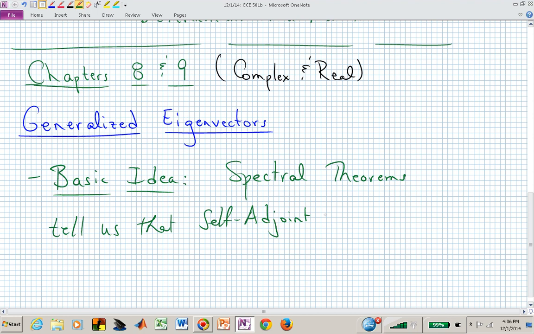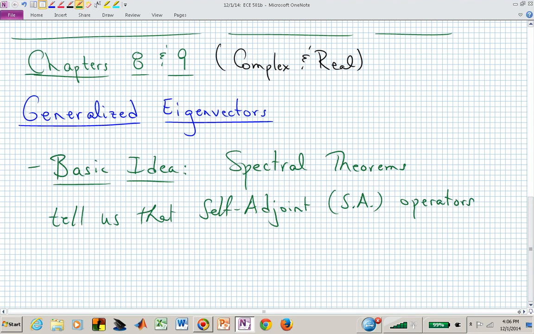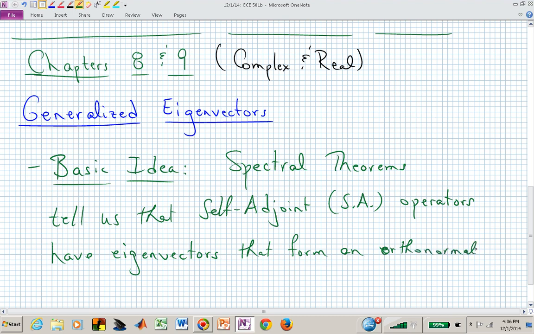that when we have self-adjoint operators, those have eigenvectors that form an orthonormal basis. Spectral theorems tell us that self-adjoint operators have eigenvectors that form an orthonormal basis.